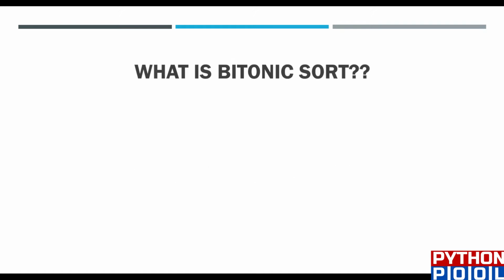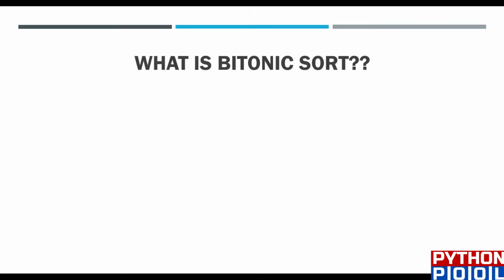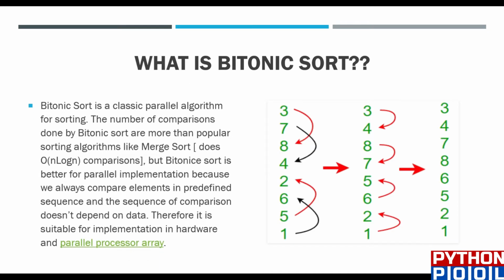In this video, we're going to see the Bitonic sort algorithm. First of all, the question arises: what is Bitonic sort and how does it work? Bitonic sort is a classical parallel algorithm for sorting. It divides the list into two parts, sorts the first part in ascending order and the second part in descending order, and in the end it compares the values and merges both lists. So let's see in Python how we define the program for Bitonic sort.